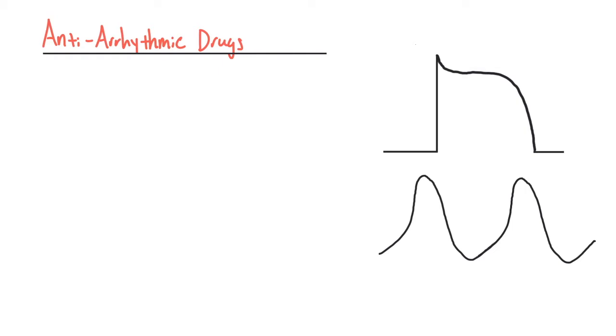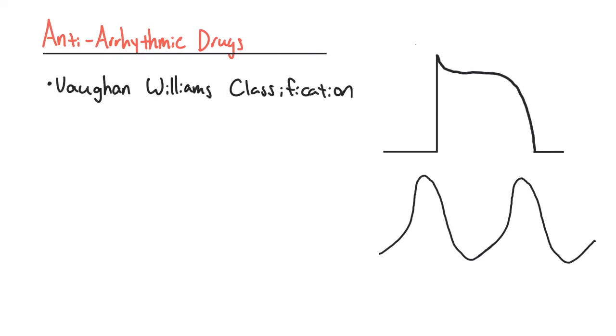So let's get started. Most of the drugs that we'll be talking about today can be broken up based on a type of classification called the Vaughan Williams classification. And this Vaughan Williams classification is a class system based on the dominant electrophysiological effects of the antiarrhythmic medication. In other words, what part or what ion channel does it affect, and how does that affect this action potential, either the fast action potential or the pacemaker action potential.